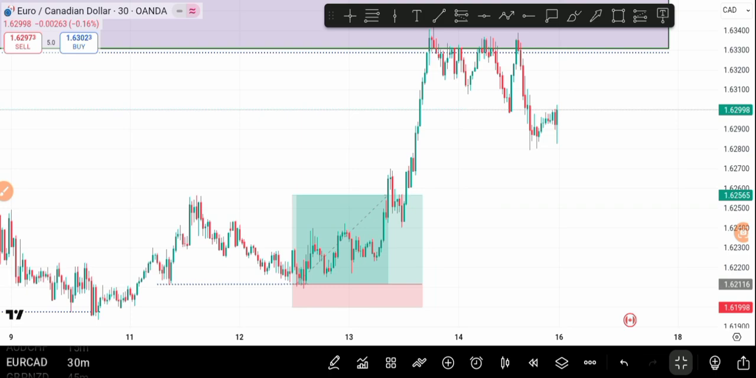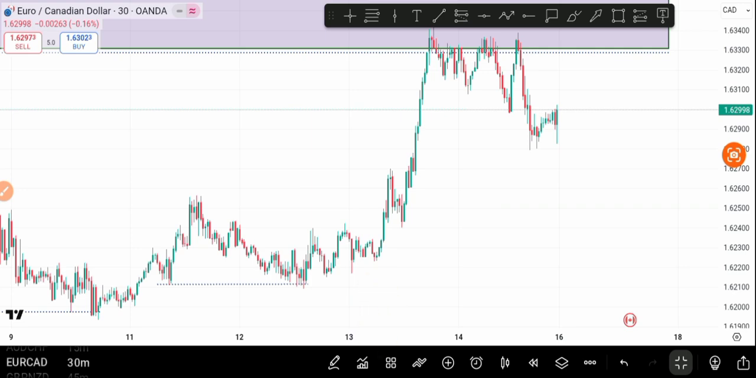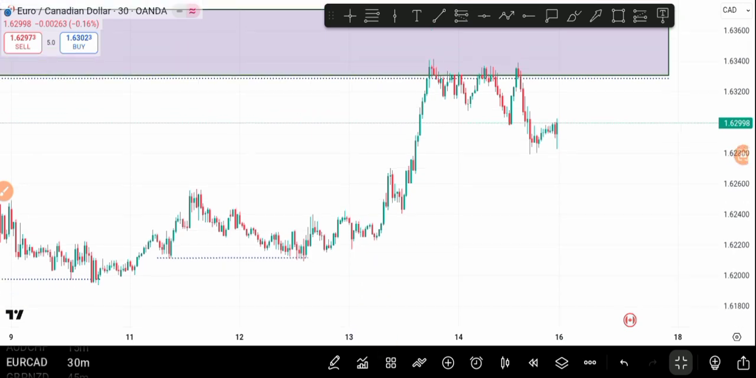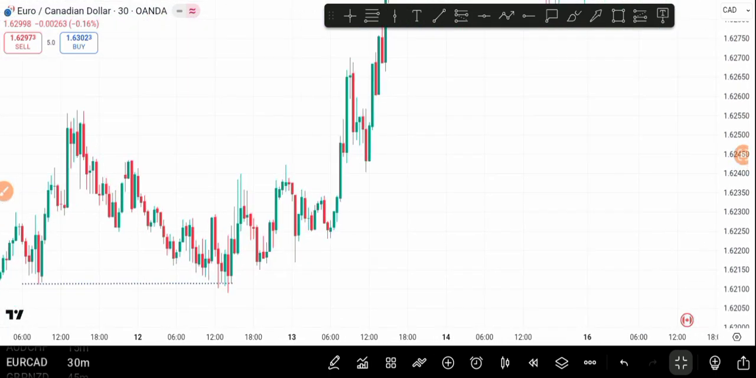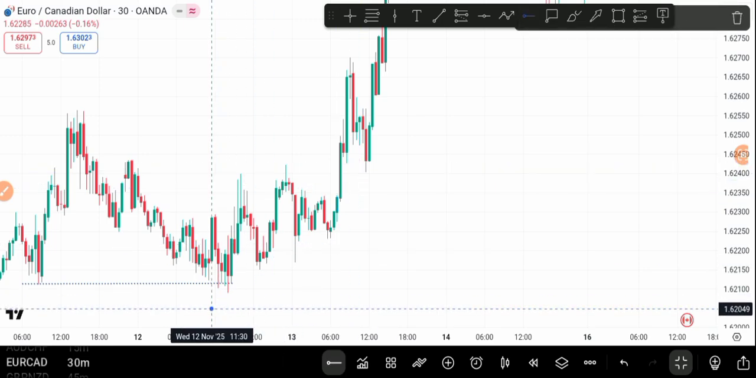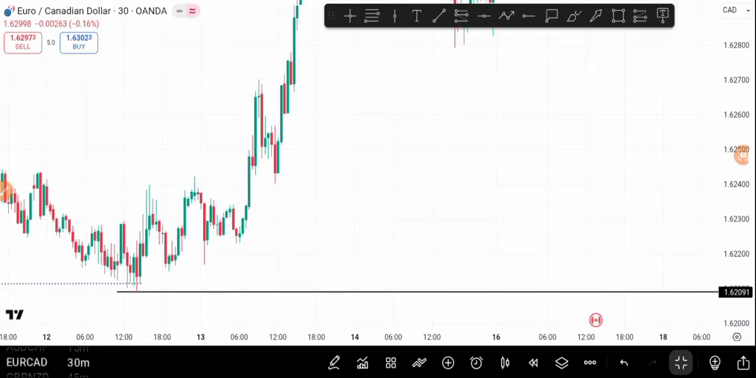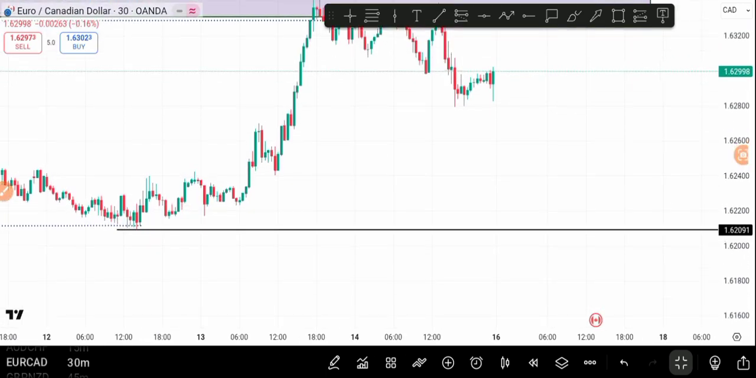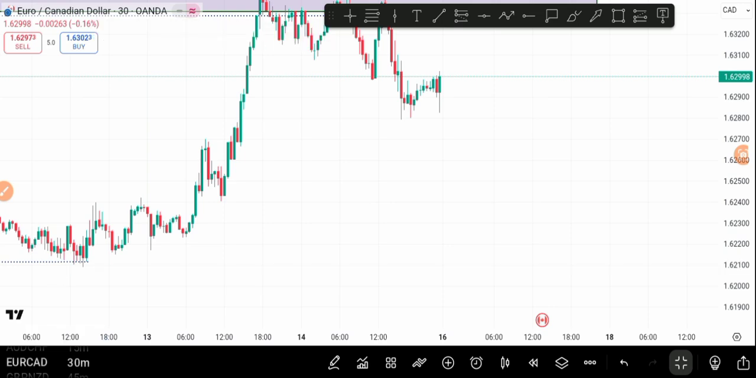This is what it did. So what I'm waiting for is a change of character so that I can take this trade to the downside. And my valid change of character is at this point because this is the last point that took liquidity. So this is my strong low. I'm waiting for the price to come and go below this point, and then I'll start checking for my entry to sell. But if it will not come to take this low, I will not enter for a sell. So that is my setup on EURCAD.